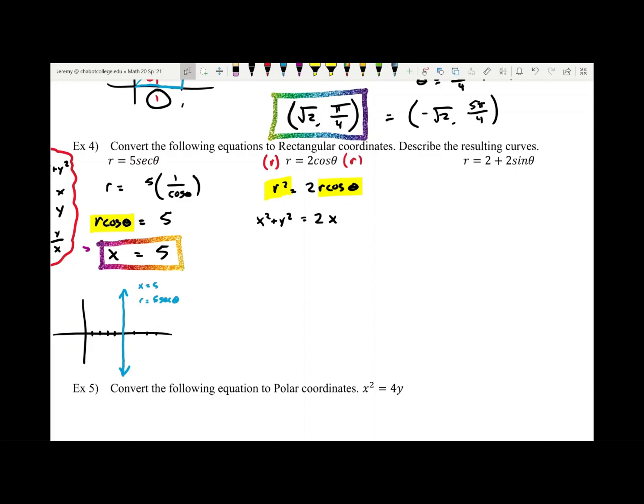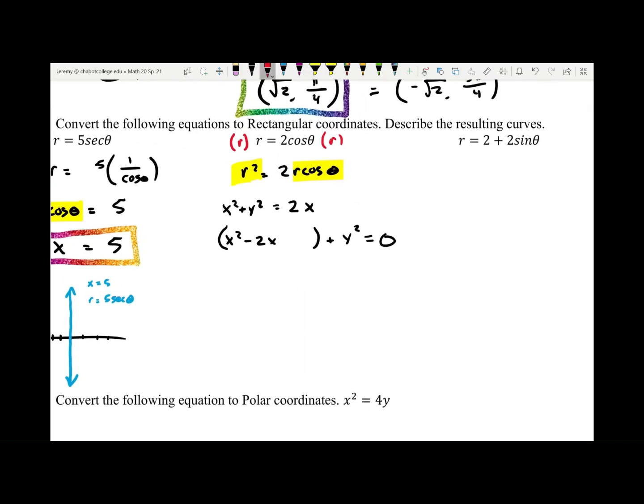Well, I think that we might be left with a circle here, and let me show you why. If I subtract 2x from both sides, I get x squared, I'm going to write it like this, minus 2x. I'm going to leave a little room here. You might be able to guess why. And then y squared, and this is equal to 0. So notice that I can complete the square here by adding 1 to both sides. And I get a perfect square trinomial in the parentheses, so I can write this as x minus 1 squared plus y squared is equal to 1.